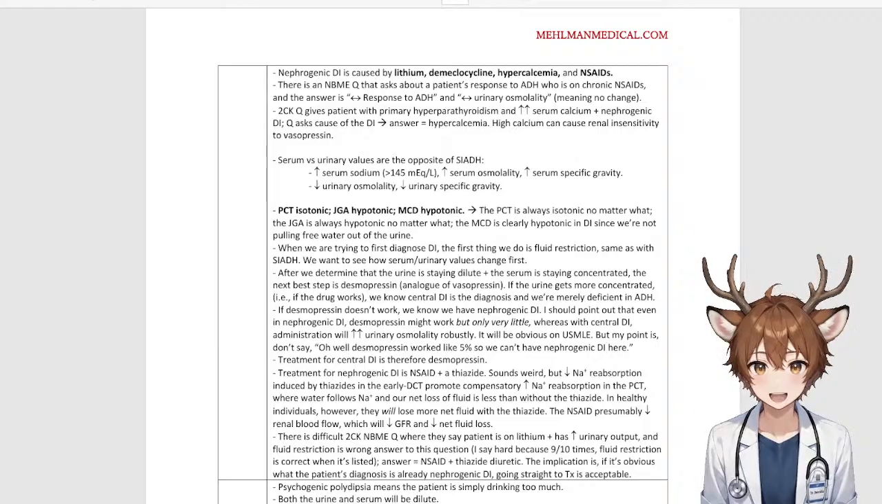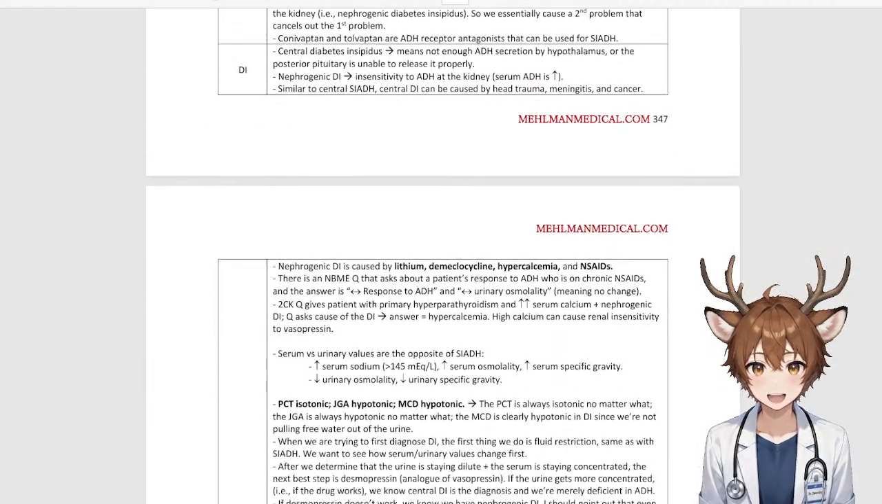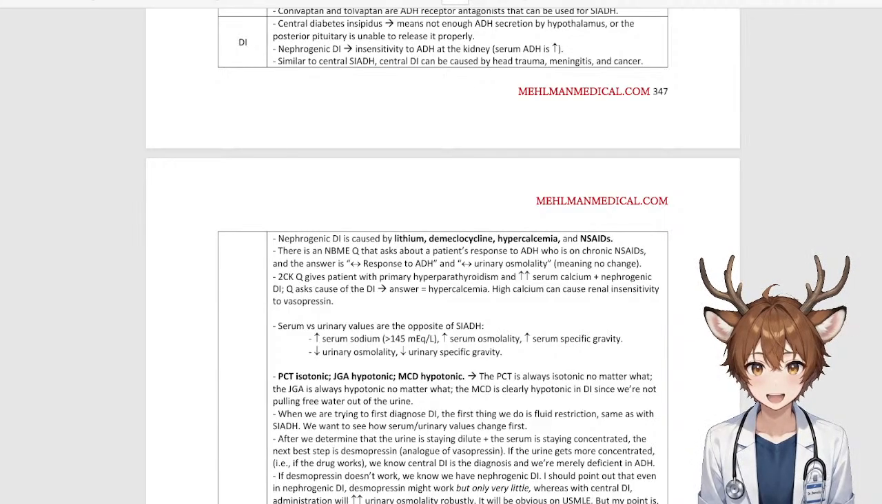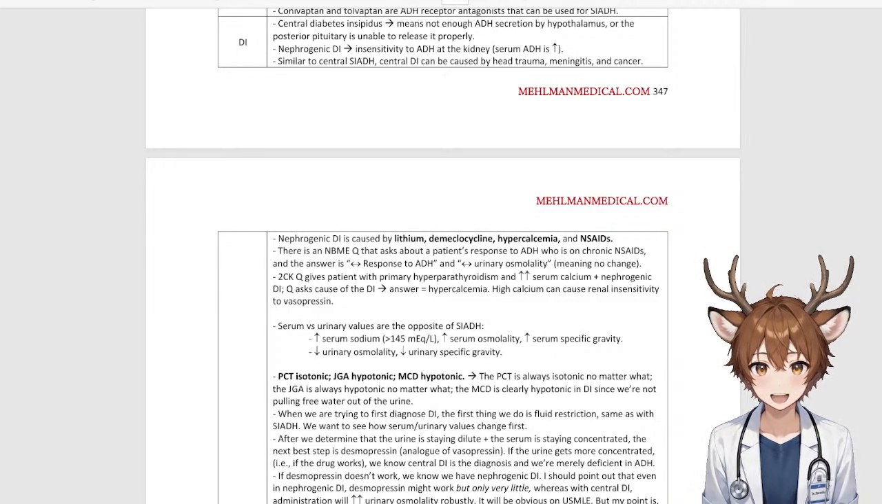And we're still really talking about DI right now. So let's continue like that. Okay, so nephrogenic DI is caused by lithium, demeclocycline, hypercalcemia, and NSAIDs.